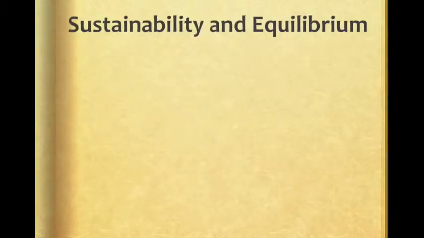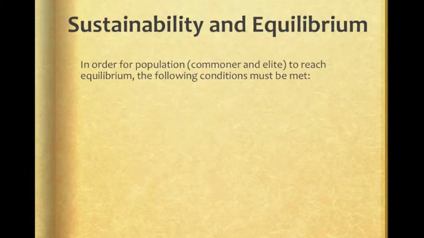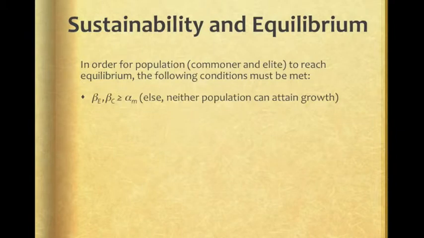So one of the things that is important to consider in this work is the concept of sustainability and equilibrium, and essentially these two concepts at some level they tend to be equivalent, and the idea is that in order for population, both common and elites, to reach equilibrium, to reach a value that is not zero, so it's not collapsed, that is sustainable over time, there are a number of conditions that need to be met. And let's try to go through these more or less intuitively.